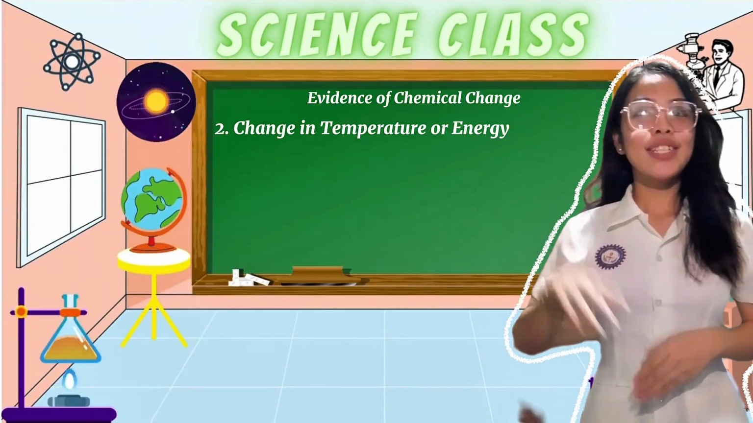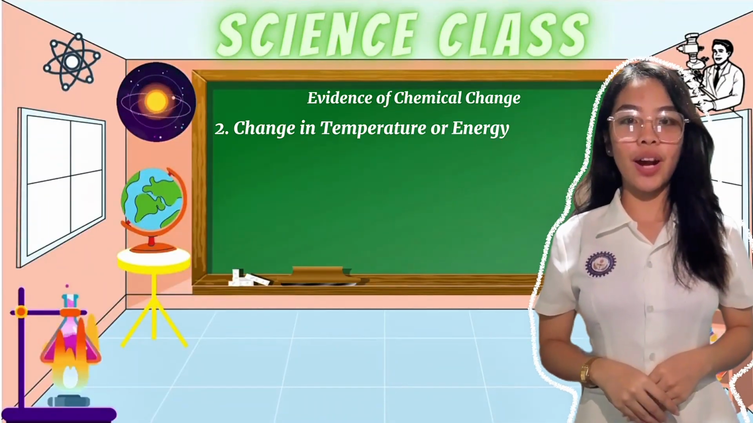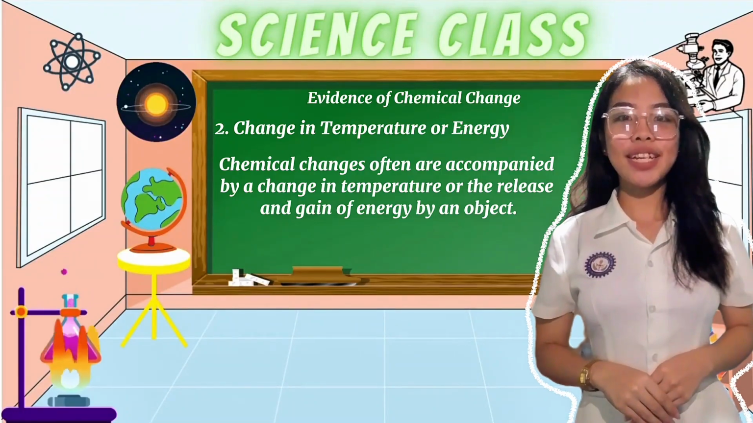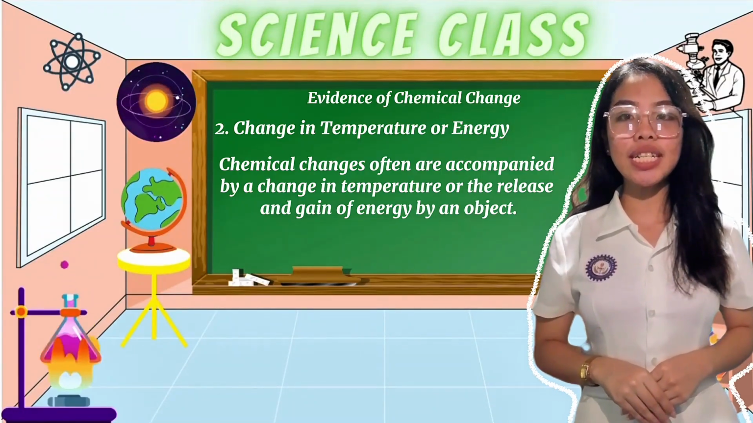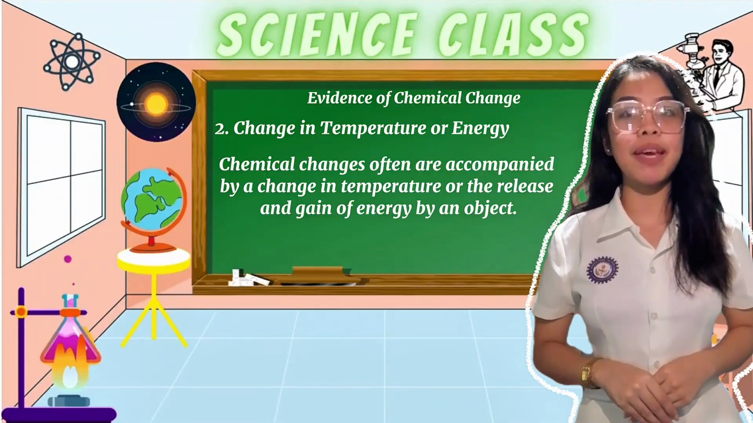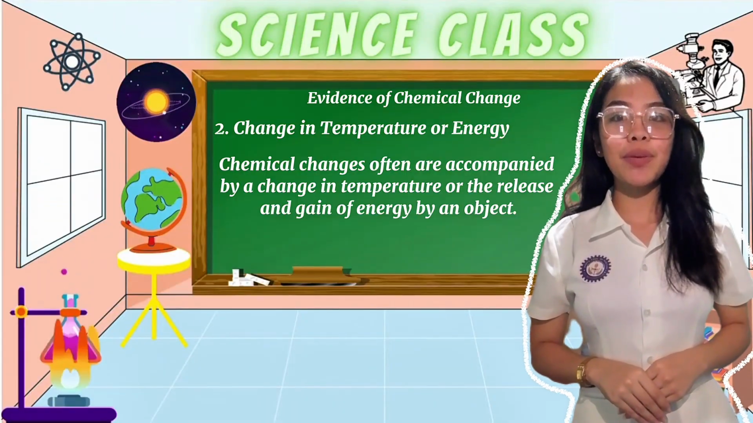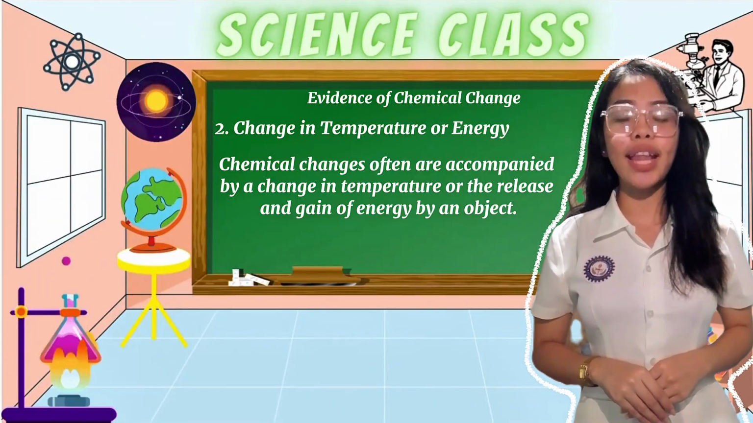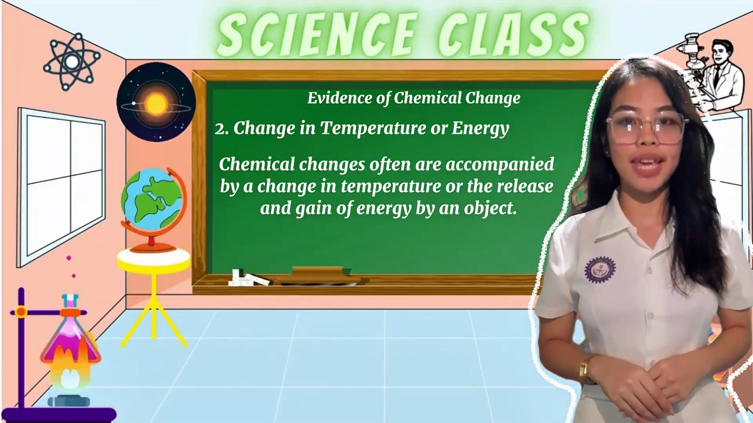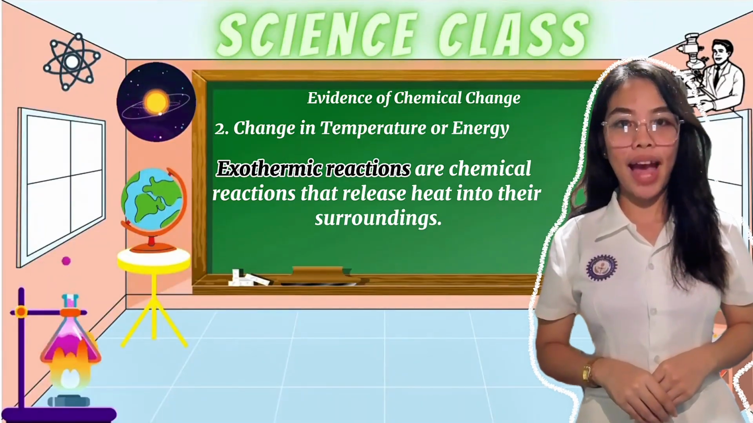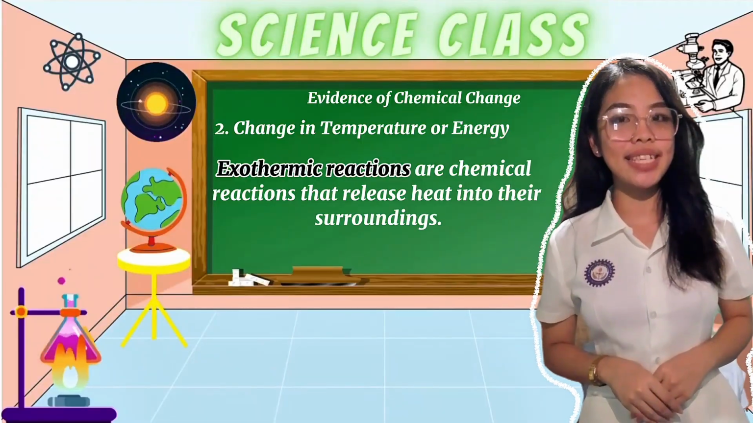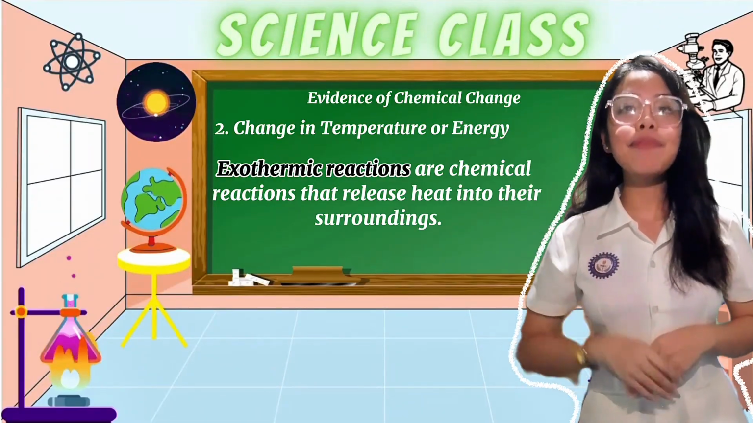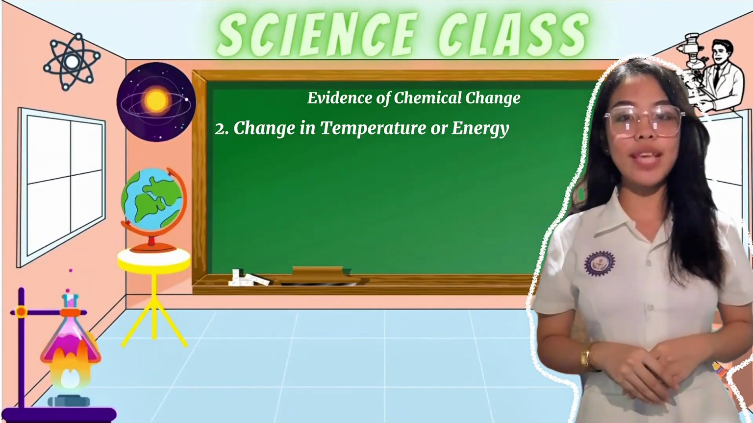Number 2. Change in temperature or energy. Chemical changes often are accompanied by a change in temperature or the release or gain of energy by an object. Exothermic reactions give off heat while endothermic reactions absorb heat. Exothermic reactions are chemical reactions that release heat into their surroundings. This means the temperature around them usually goes up.